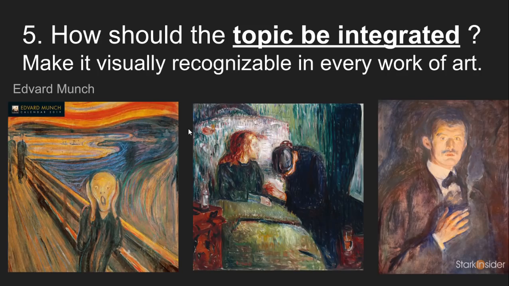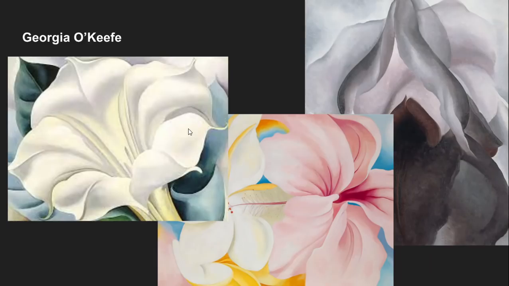How should the topic be integrated? Make it visually recognizable in every single work of art that you do. You can even use this in the breadth assignments a lot of times. So in this example, Edvard Munch has obviously dealt with the human condition in his work, and this is just three examples. Georgia O'Keeffe, obviously flowers. She did flowers over and over and over again and apparently never got tired of doing it.